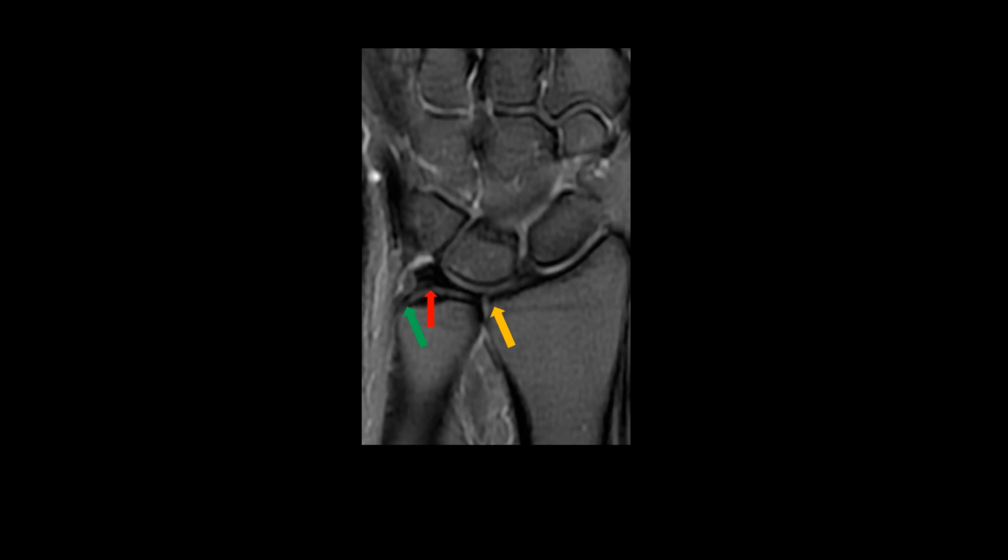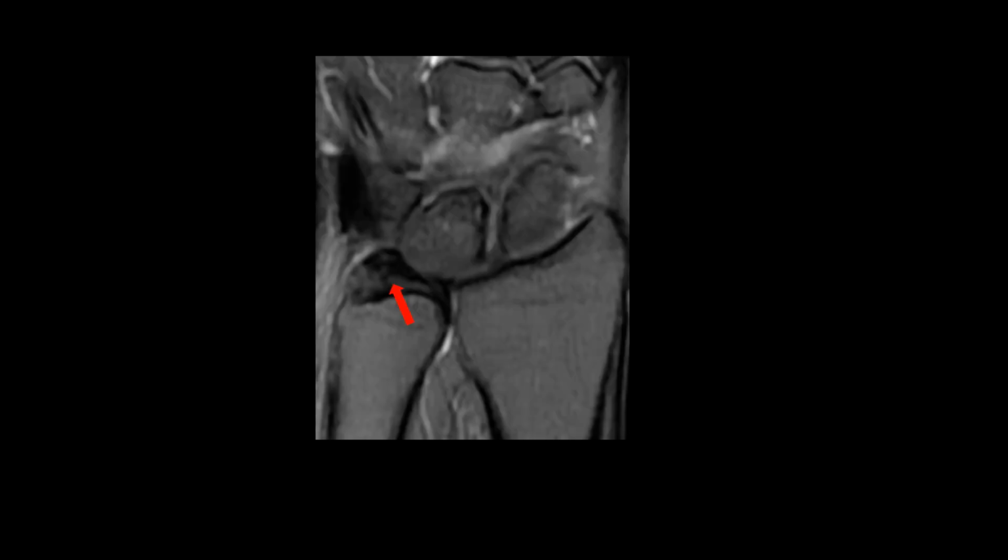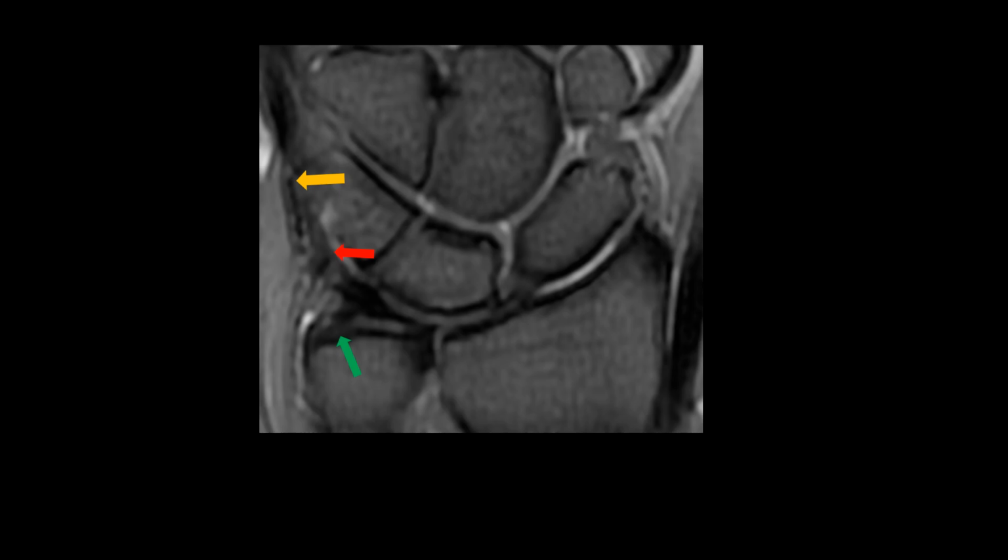On the STIR coronal image, the red arrow shows the central TFC disc. The yellow arrow shows the radial attachment of the TFC disc to the cartilage overlying the distal radius. The green arrow shows the deep lamina of the TFC disc attaching to the ulnar fovea. On this image, the red arrow shows the superficial lamina of the TFC disc attaching to the ulnar styloid process. On this image, the red arrow points to the meniscus homologue, and we can see the TFC disc attaching to the meniscus homologue.